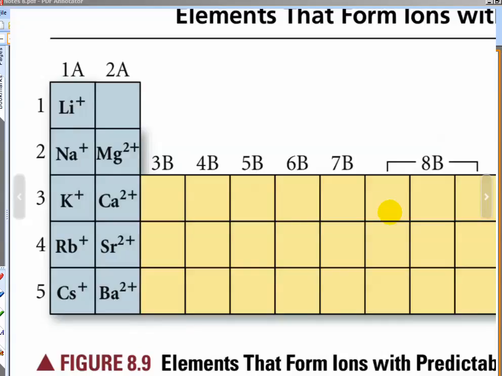You know that first column usually makes +1 ions. The second column makes +2. Well, now you know why that is, right? Because you remove that electron and you end up with a full shell. Or you remove those 2 electrons and you end up with a full shell. We can make similar predictions on the other side of the table.